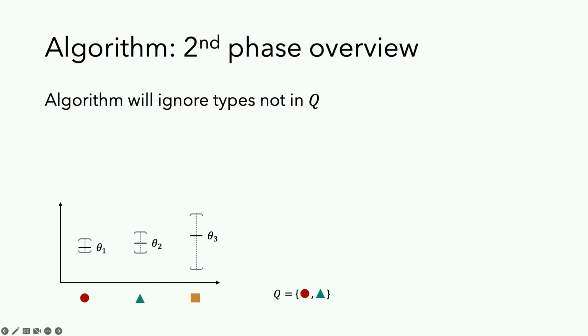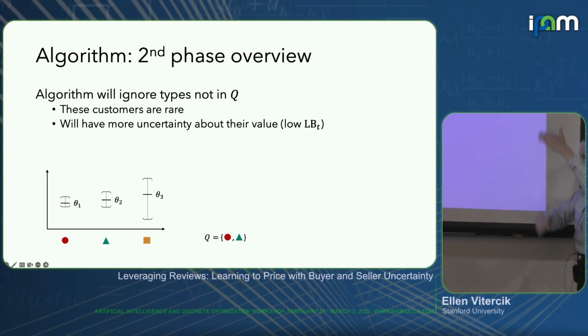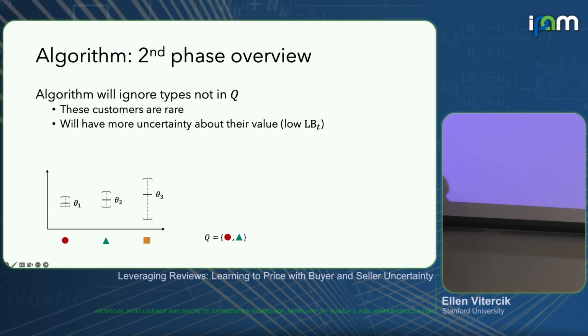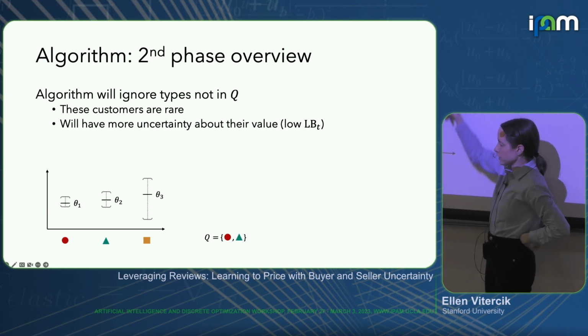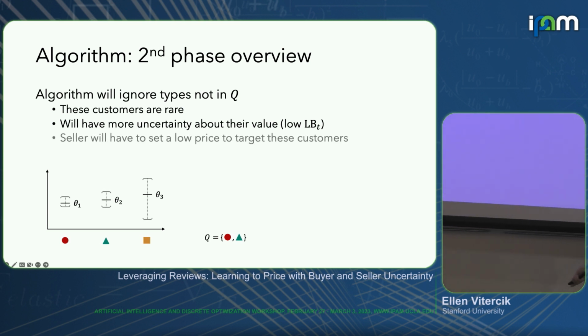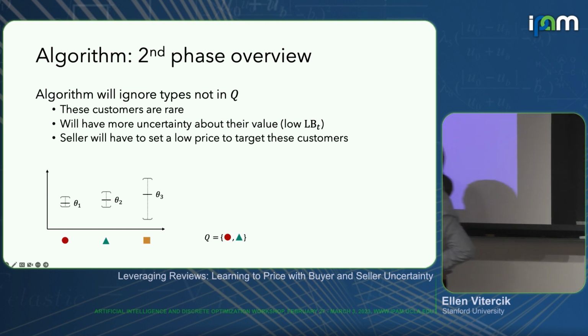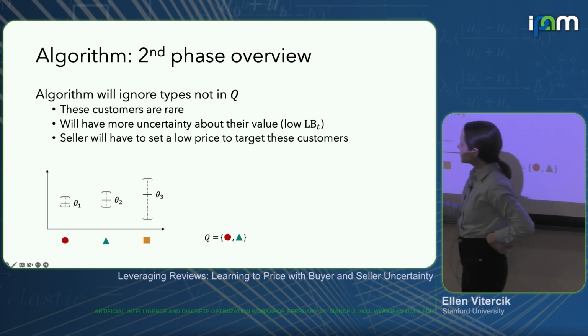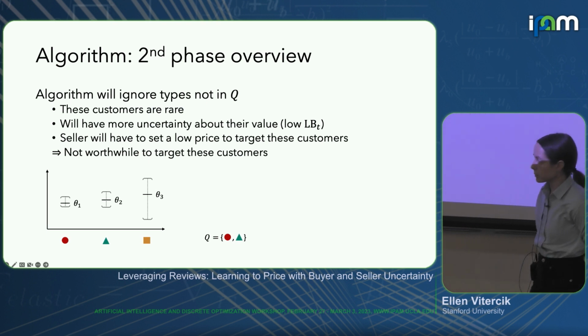That's the first phase. Now I'll give an overview of the second phase once more. Going forward, the algorithm is just going to completely ignore the types that are not in Q, and Q is those relatively frequent types. These customers are rare, and they're going to have more uncertainty about their type. So here's this orange guy that we're ignoring. They're going to have these really large confidence intervals. You'd have to set a really low price to actually get this buyer to buy. So it's just not worth it to target this type of customer.